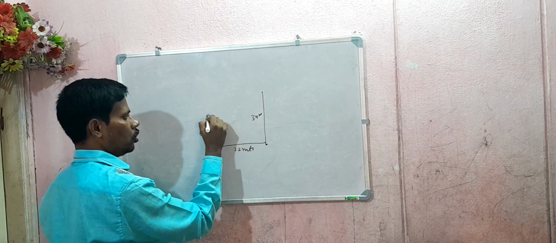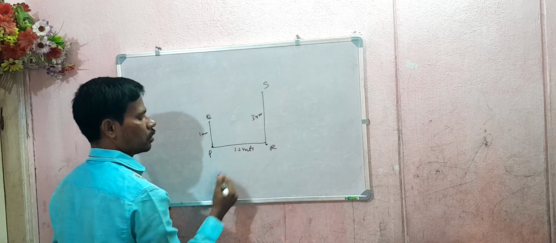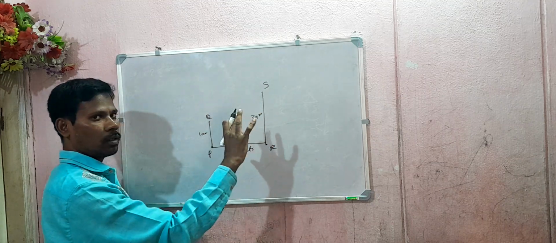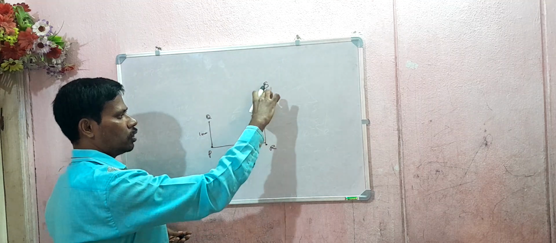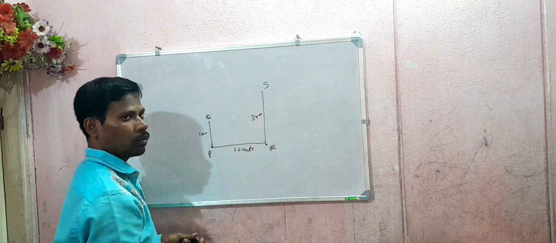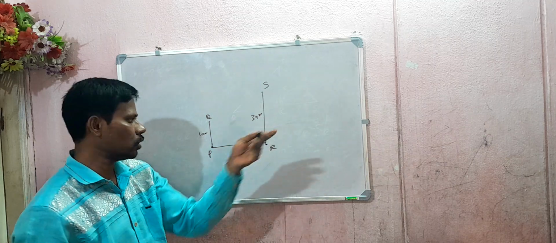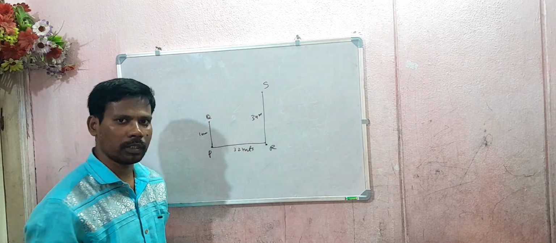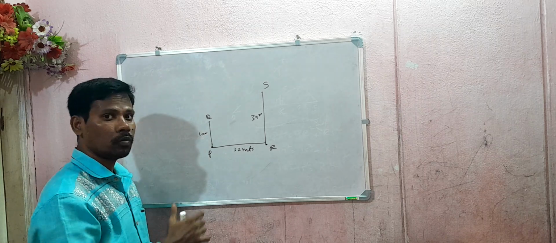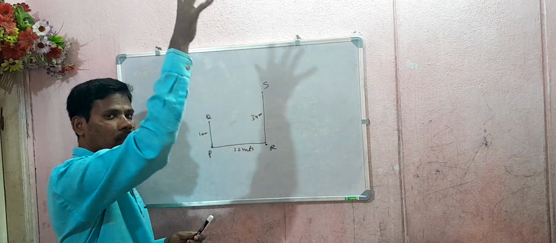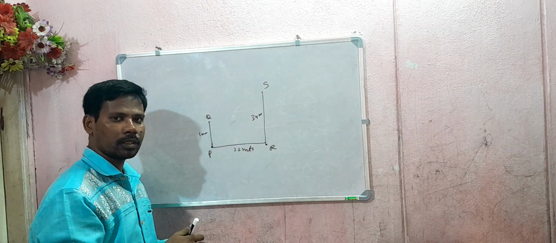So P, Q, R, S. There are two towers. You are standing far away, just observing two towers. One is 10, one is 34. And from the distance you calculated some rough approximation, 32 meters. Now my question is, what is the distance between the tops of the two towers?